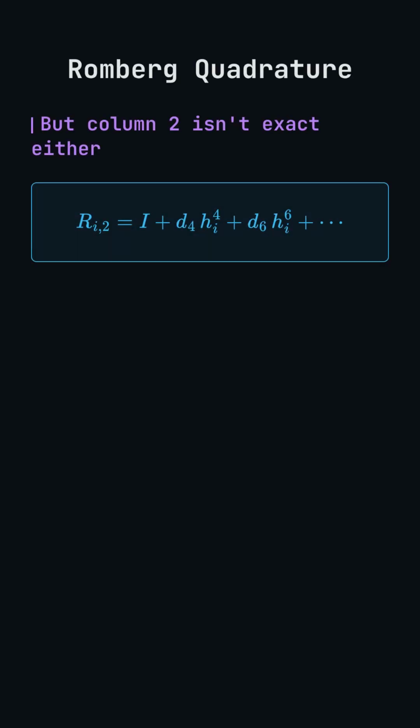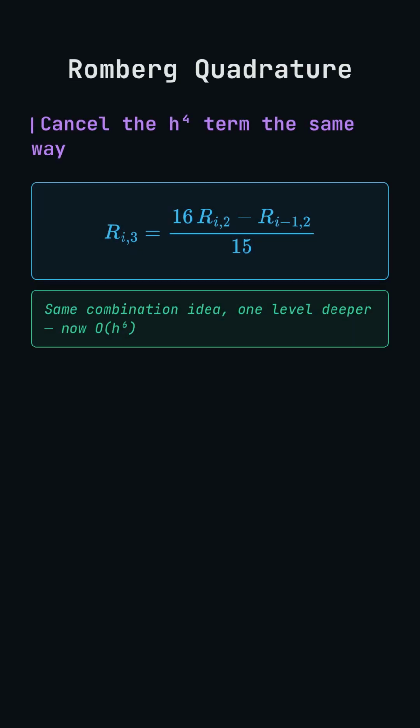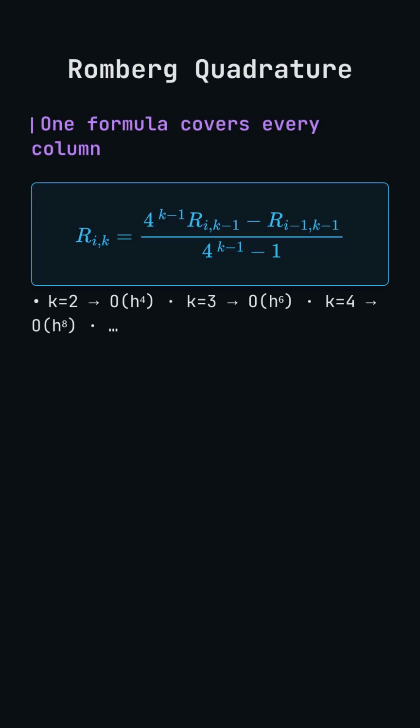Column 2 cancelled the h squared term, but its own error expansion isn't empty. It still carries an h to the 4th term with some new constant d4 plus smaller terms beyond that. Nothing stops us from applying the exact same cancellation trick one level deeper. Set up a times R of h plus b times R of h over 2, this time matching the h to the 4th coefficients instead of h squared. Because h over 2 to the 4th is 1/16th, the algebra gives weights 16/15ths and -1/15th instead of 4/3 and -1/3.